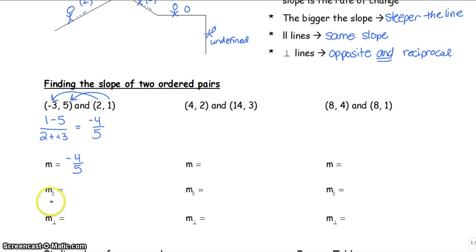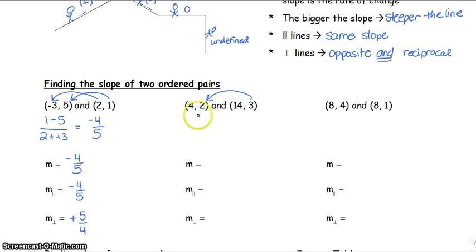Now if we want a parallel slope, if we want parallel, we want exactly the same. So all I gotta do is recopy. Negative 4 over 5. Perpendicular, I need the opposite, so the opposite of a negative is a positive. And then the reciprocal of 4 over 5 is 5 over 4. Do you have to write the positive sign? No. I'm just writing it there so you guys don't forget.